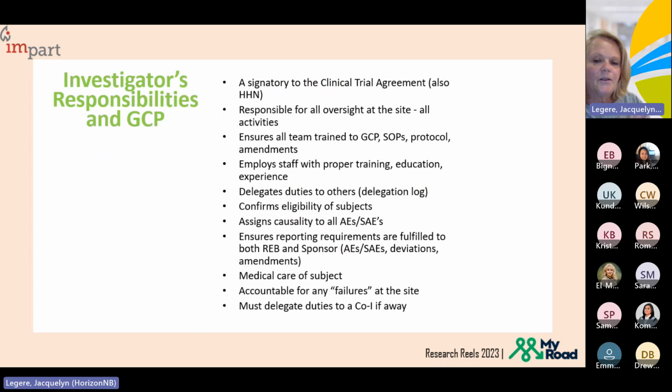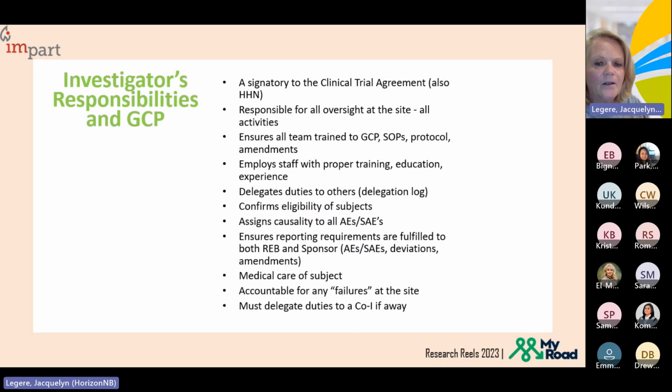The PI delegates duties to others, and that's captured on a delegation log. The principal investigator confirms eligibility of subjects or participants. So within a clinical trial, they'll say we need patients who are over 65 that have a diagnosis of non-small cell lung cancer. Well, that's a medical diagnosis, eligibility. So the only ones that can confirm that somebody has that stage, whatever, lung cancer, is a physician.